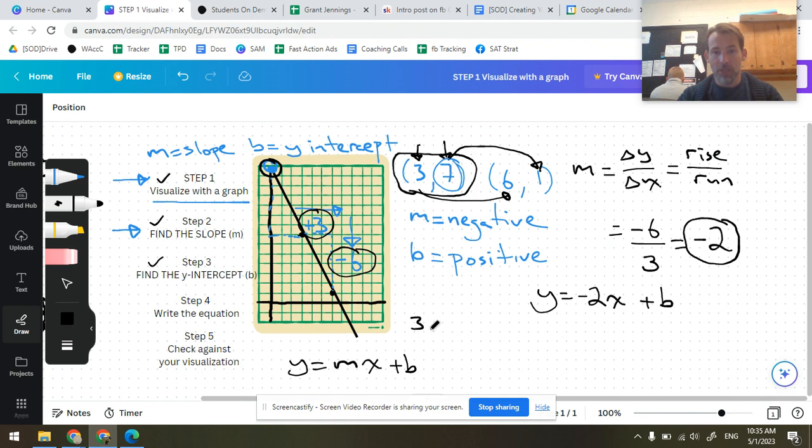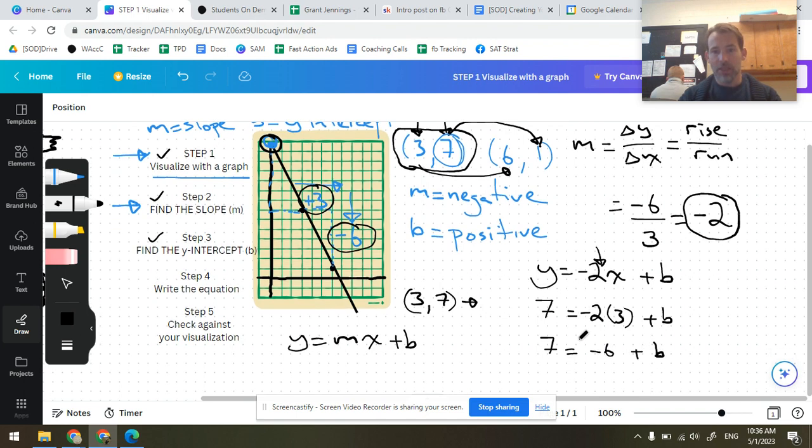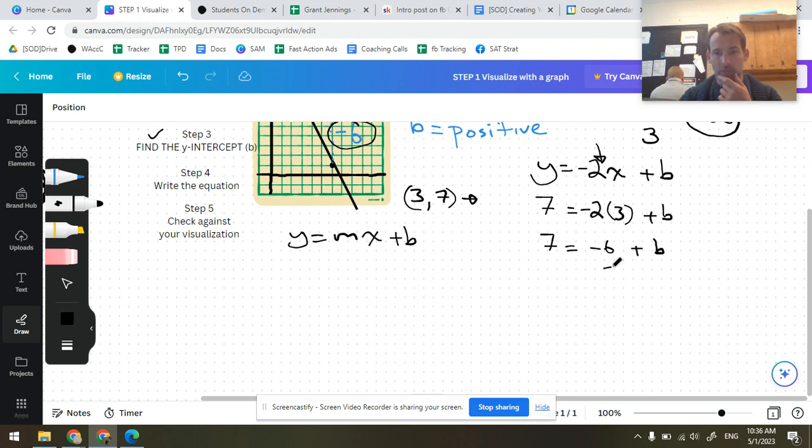Okay, so if we know 3 is x and 7 is y, let's substitute those in. Y, well, that's 7. X, well, that's 3. So I'm going to do minus 2 multiplied by 3. This means negative 2 multiplied by x, plus some value b to make it true. Okay, and then we just do it. Just solve here for b. So 7 is equal to negative 6 plus some number b. All right, and then, well, add 6 to both sides would be our inverse operation if we want to clear that off. And then you'd have 13 equals b.